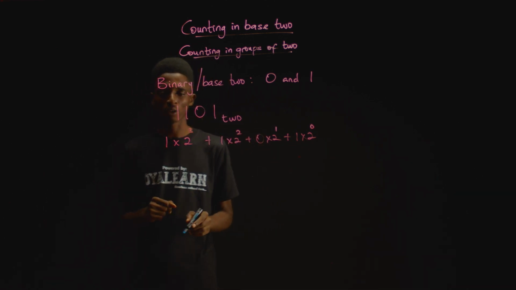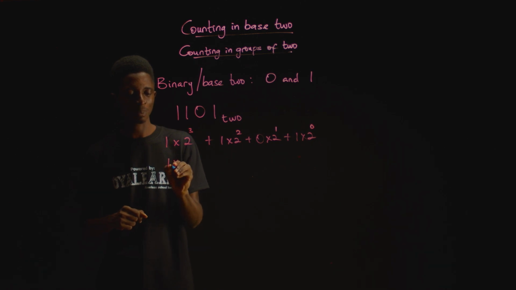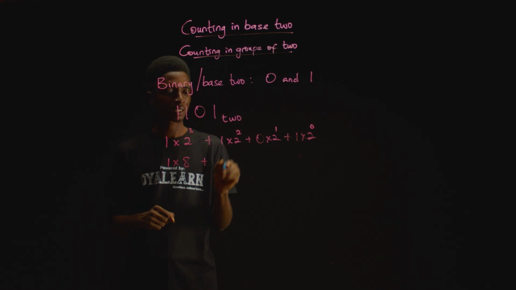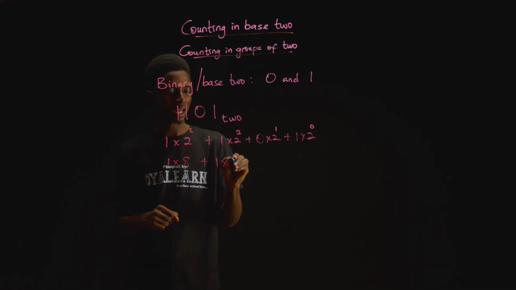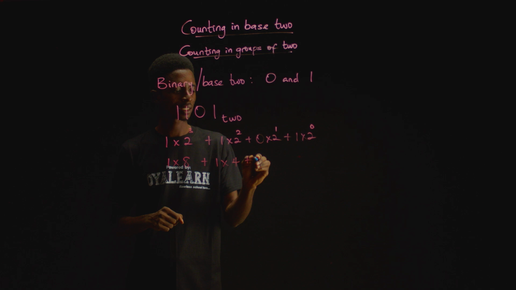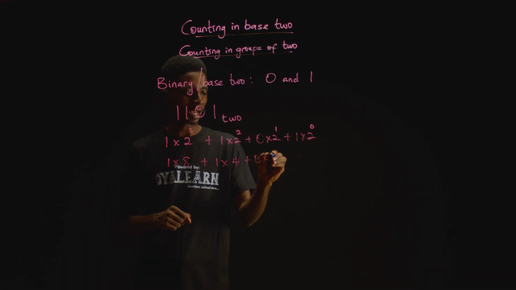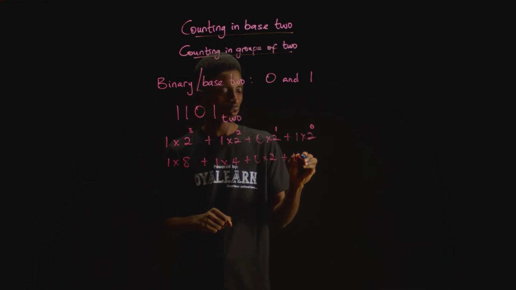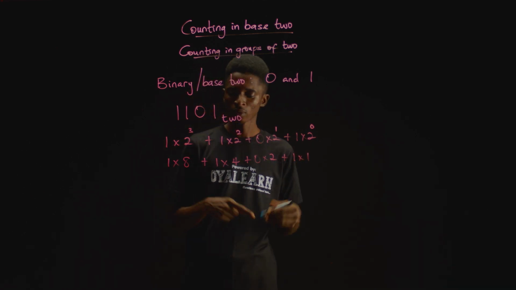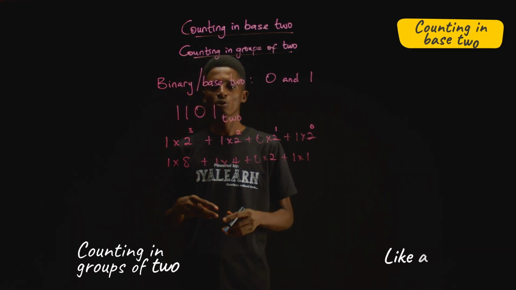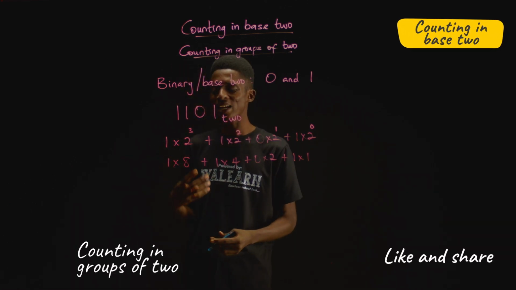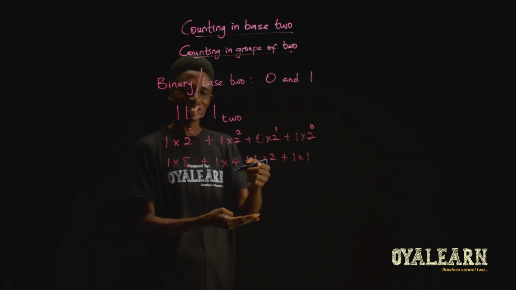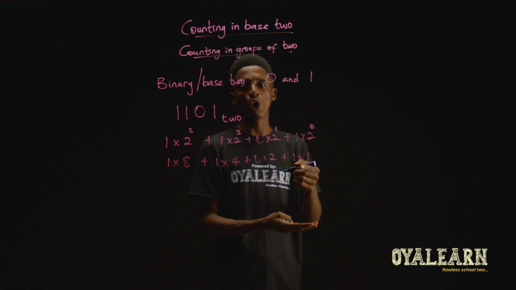Now, let's simplify further. This will give us 1 multiplied by 2 cubed is 8, plus 1 multiplied by 4, plus 0 multiplied by 2, plus 1 multiplied by 1. Now, what we see here is that to actually call out this number, we will then say we have 1 8s, 1 4s, 0 2s, and 1 unit.